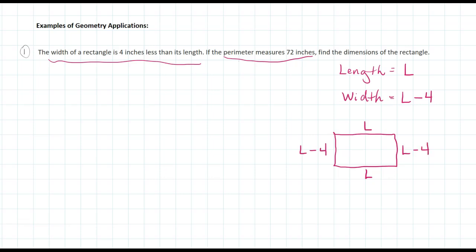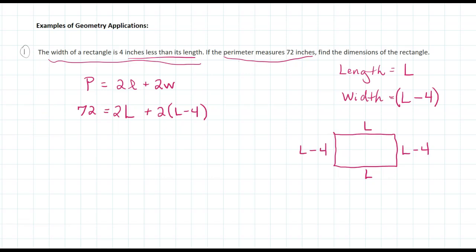Now we are told that the perimeter is 72 inches. We know that if I'm going to find perimeter, I have 2 lengths plus 2 widths. Okay, so we know perimeter is 72, so I'm going to replace P with 72. I'm going to have 2 lengths, and I'll leave that as L, my big L, right? And 2 widths, which we know as L minus 4, right? 4 less than its length. L minus 4. And I'm going to take this equation and solve it, right?